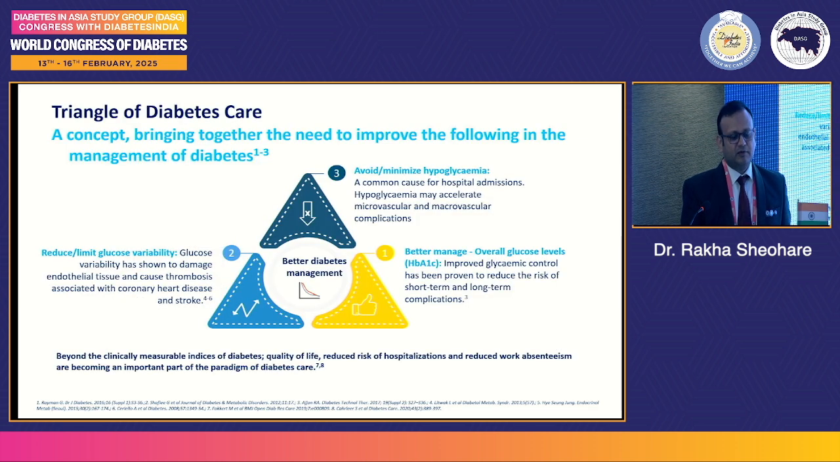So, the triangle of diabetes care, a concept bringing together the need to improve the following in the management of diabetes, because HbA1c is not at all to be taken as the only metric. It can give a criterion of what your sugar levels have been for the last 3 months, but glycemic variability is coming up as a great concept. A common cause for hospital admission is hypoglycemia, so we need to minimize hypoglycemia, better manage the overall glucose level, and reduce glucose variability.